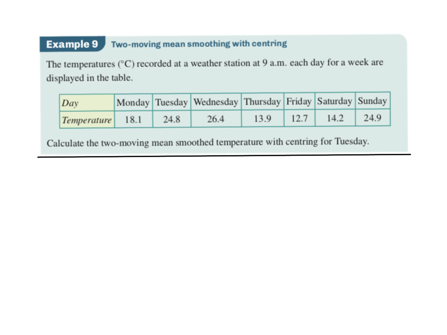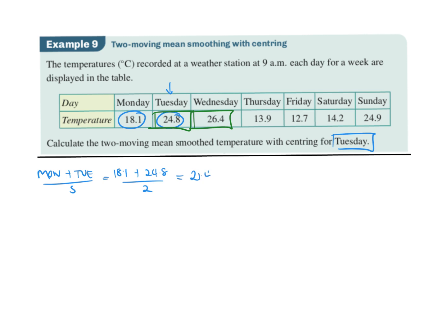Okay, so let's have a look at this example. It says calculate the 2 mean smoothing for Tuesday. What I like to do is go to Tuesday and I need 2. One option is to go before, and I highlight it like that. My first option will be Monday plus Tuesday divided by 2. Those actual values are 18.1 plus 24.8, divided by 2, and I'd get an answer of 21.45.